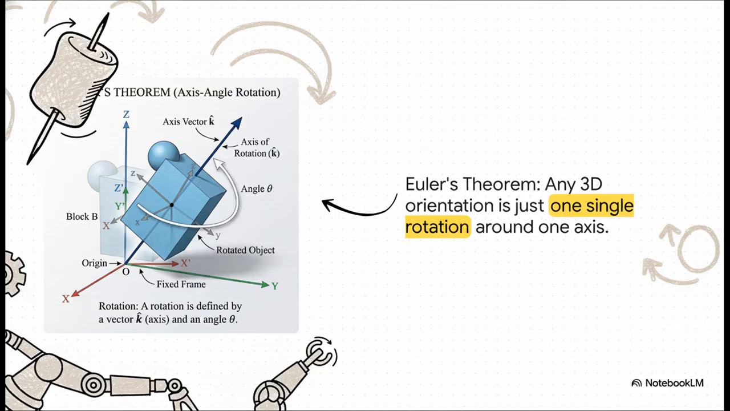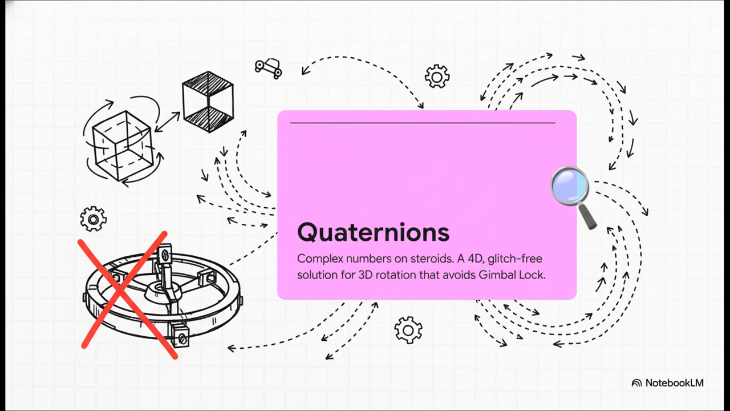You can stick the skewer in at any angle you want, and then you just twist it. One axis, the skewer, and one angle, the twist. That's all you need. But let's be real. The modern industry standard, the real hero of our rotation story, is something called a quaternion. Now, don't let the name scare you.